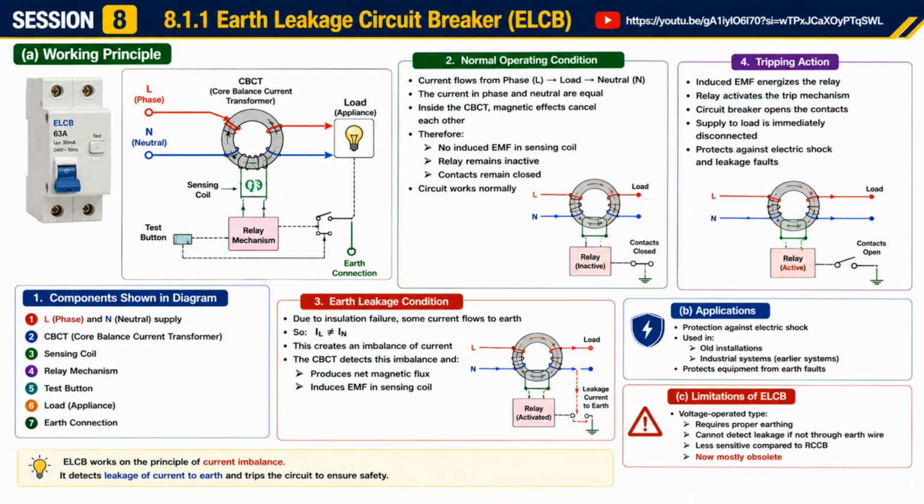2. Main components: phase L and neutral end terminals, CBCT, core balance current transformer, sensing coil, relay mechanism, test button, load, appliance, earth connection.